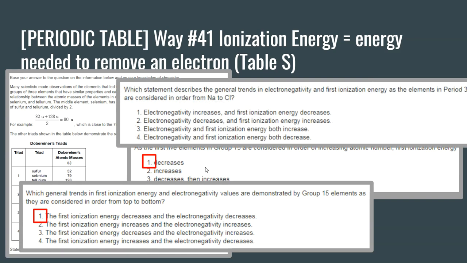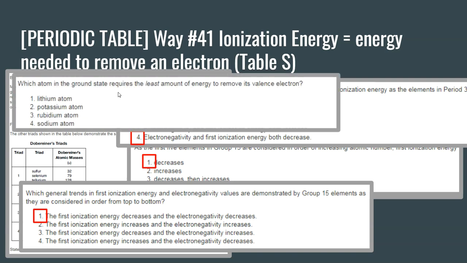Which statement describes the general trends in electronegativity and first ionization energy as the elements in period 3 are considered in order from Na to Cl? You should note that both electronegativity and first ionization energy, I'm sorry, that's incorrect. It should be 3. They both increase. So the correct answer is 3, not 4. Apologies.